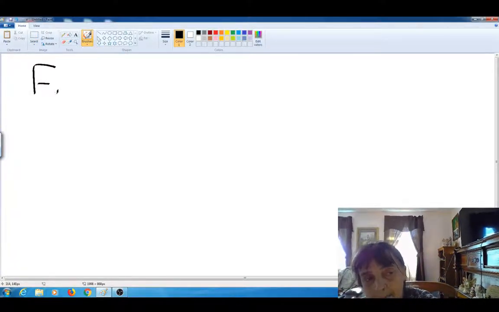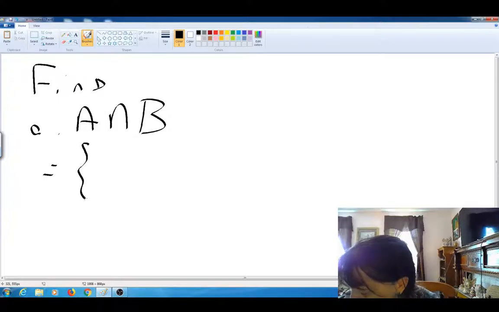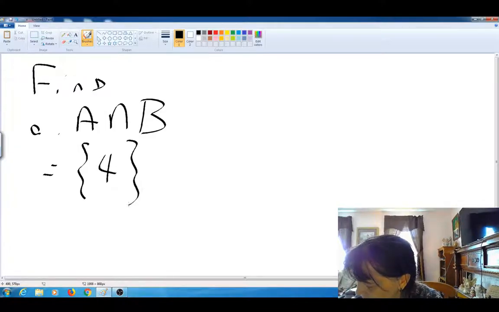Okay, find A intersect B. Where A and B meet, what elements do they both share? A is 2, 4, 6, 8. B is 1, 3, 4, 5, 7. So the intersection of A and B is 4. Okay, that's the only element they both have.